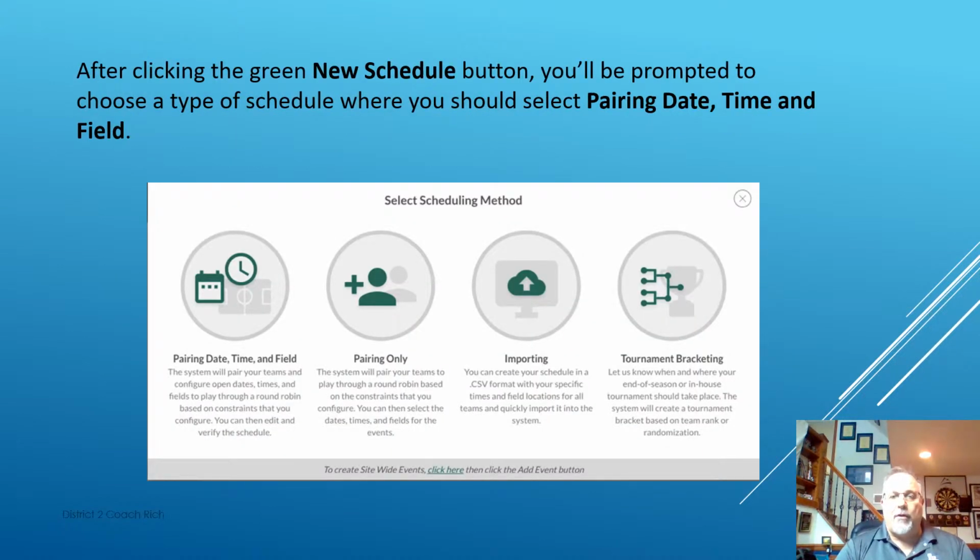After clicking the green New Schedule button, you'll be prompted to choose a type of schedule, where you should select the pairing date, time, and field. The other choices you have, while they're good, they're not what we're using right now. Later on, we'll show you the importing and the tournament bracketing. Tournament bracketing is what the district uses. If you're having a local tournament for an end of season type thing, that's something you can use later on. But right now, pairing date, time, and field.